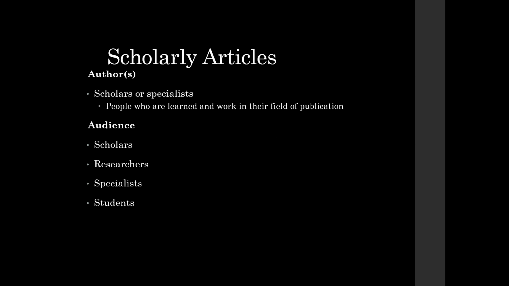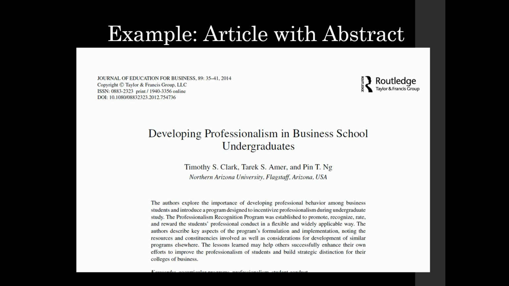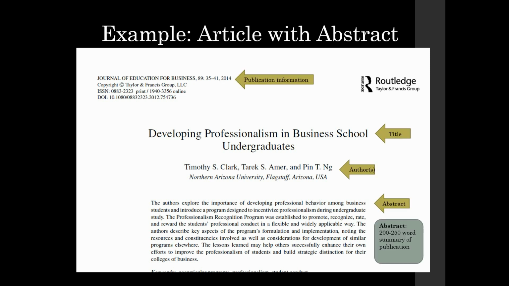The audience of a scholarly article includes scholars themselves, researchers, specialists, and students. This image provides an example of a scholarly article that you may find in a scholarly journal. You'll notice that this particular article was published in the Journal of Education for Business.